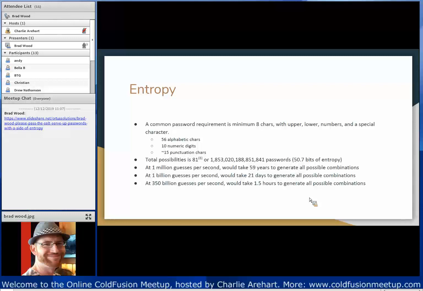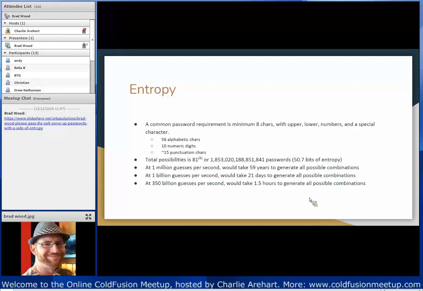So a common password requirement I see quite a bit is 8 characters long, pretty standard. Uppercase, lowercase, numbers, and at least 1 special character. I think I've signed up for a lot of websites that do this, right out, just like that. So what does that give us? 52 alphabetic characters, right? 26 upper, 26 lower, 10 numeric digits, 0 through 9, and depending on what keyboard you have, about 15 punctuation characters: comma, dash, hyphen, tilde, all that good stuff.